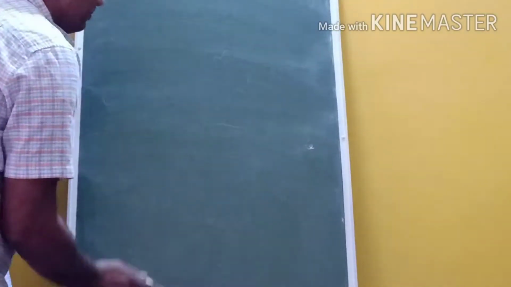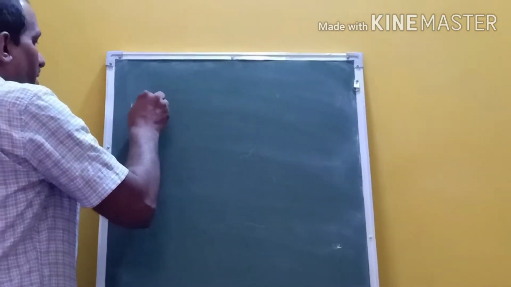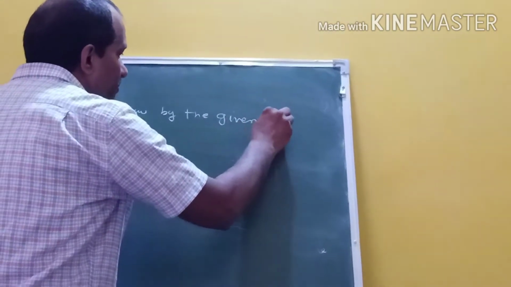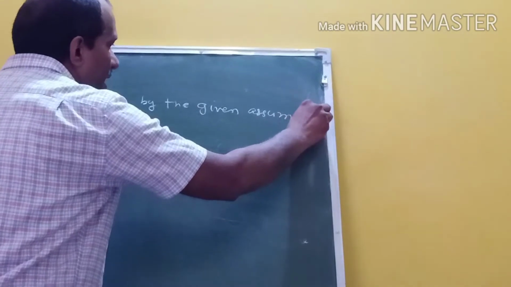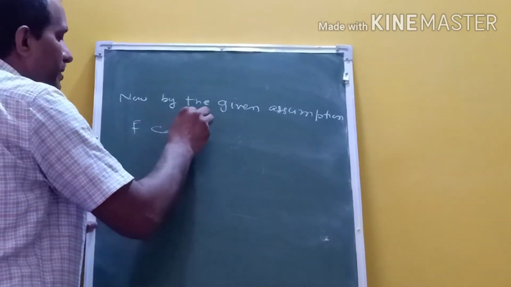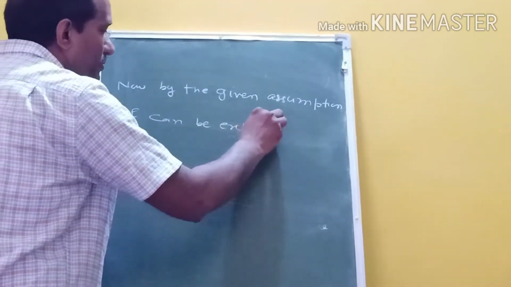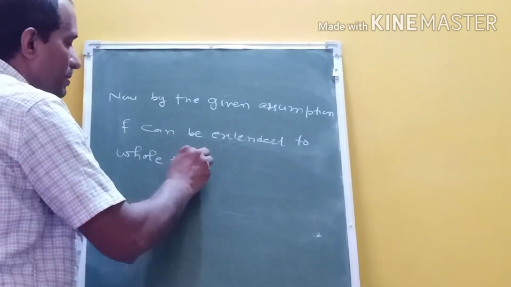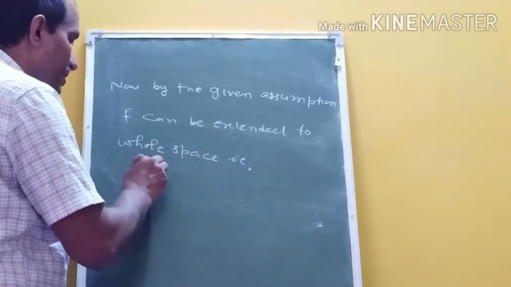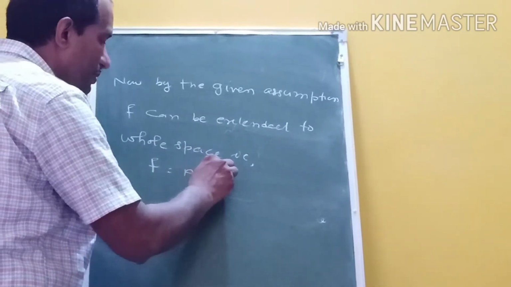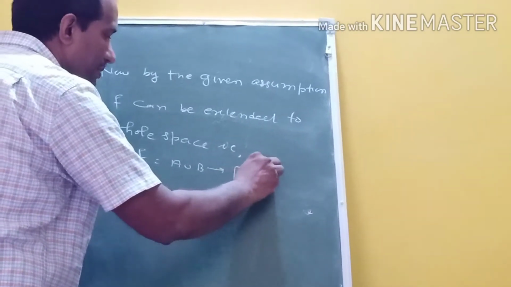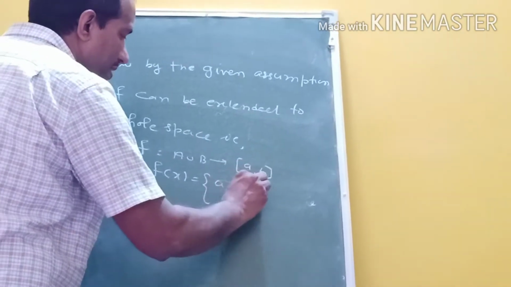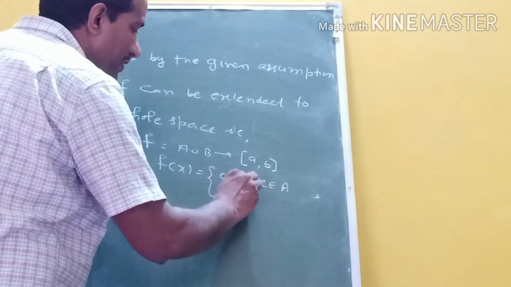Now by the given assumption F can be extended to the whole space, that is, f is given from A union B to [a, b], defined by f of x is a if x belongs to A and b if x belongs to B.